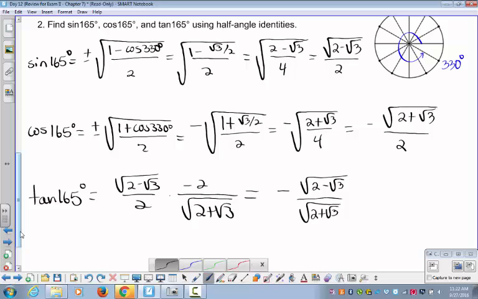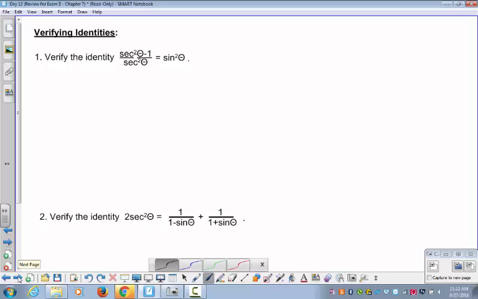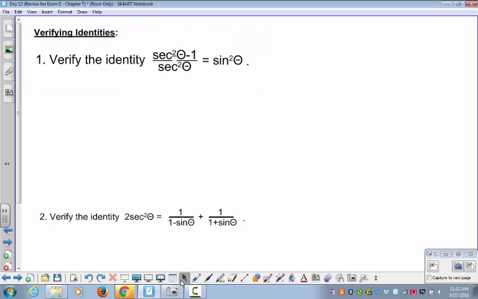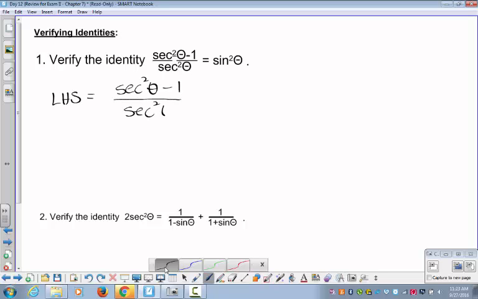Okay. All right, half angles, I'll give them to you. Verifying identities. Everyone's favorite part. I'll do one, and then you guys can work on the second one. So let me just remind you that we don't know about that equal sign. We're trying to prove that that equal sign is legitimate. So we can't treat it like an equation. We can't do something to both sides. It's a little hard to read. That's secant squared of theta minus 1 over secant squared of theta.